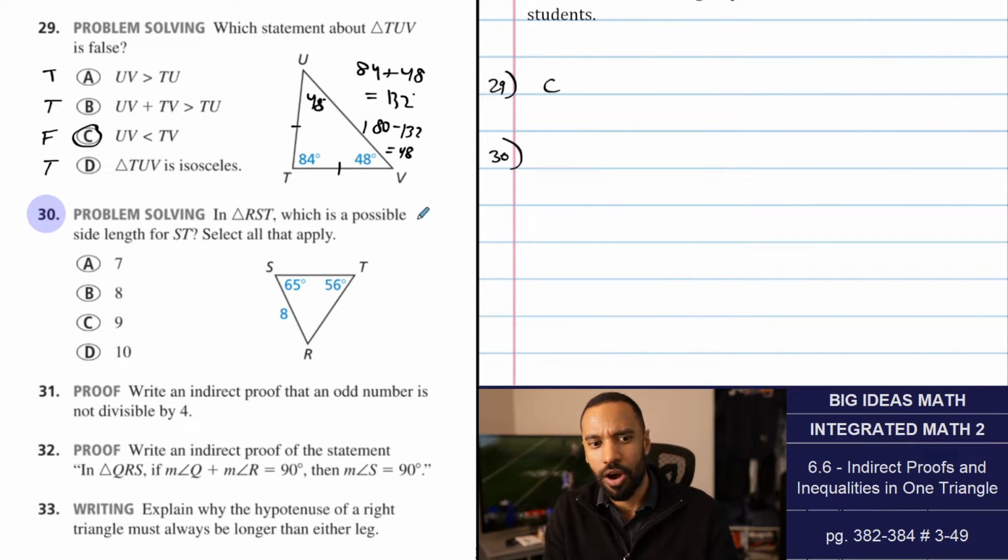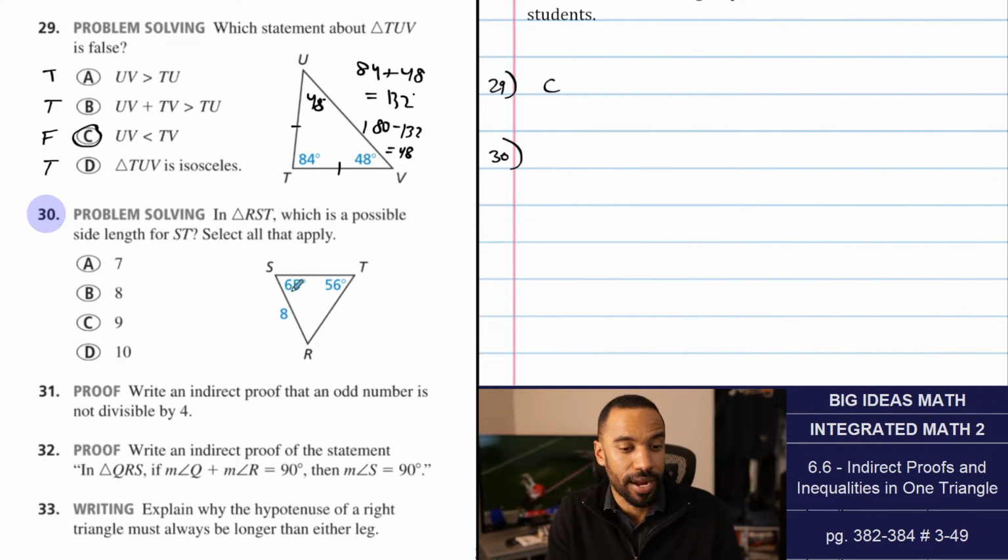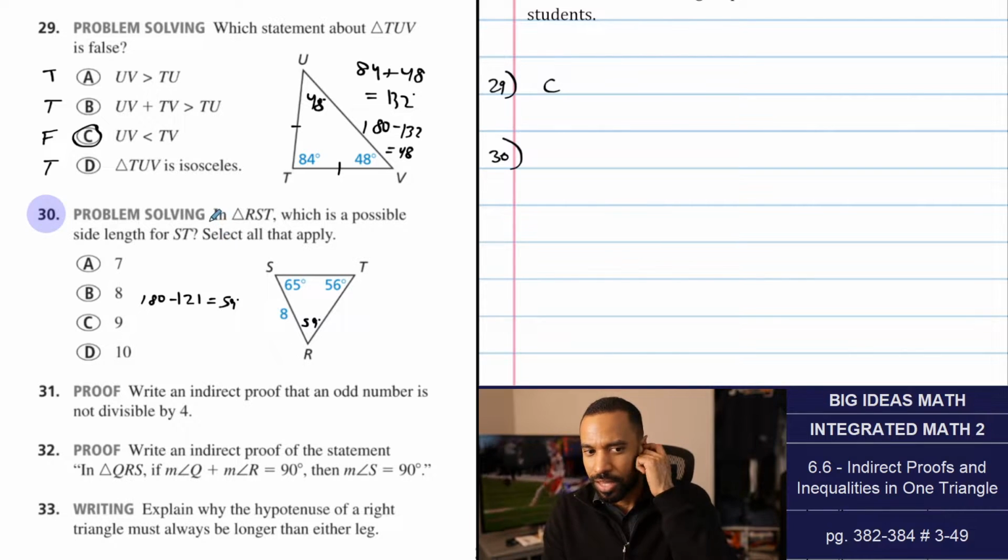Let's figure out angle R before we do anything. Well, I guess we kind of have to figure out angle R because ST is opposite that. So 65 plus 56 is 121 degrees, and 180 minus 121 is 59 degrees. So 59 degrees. Okay, so what's a possible side length for ST?